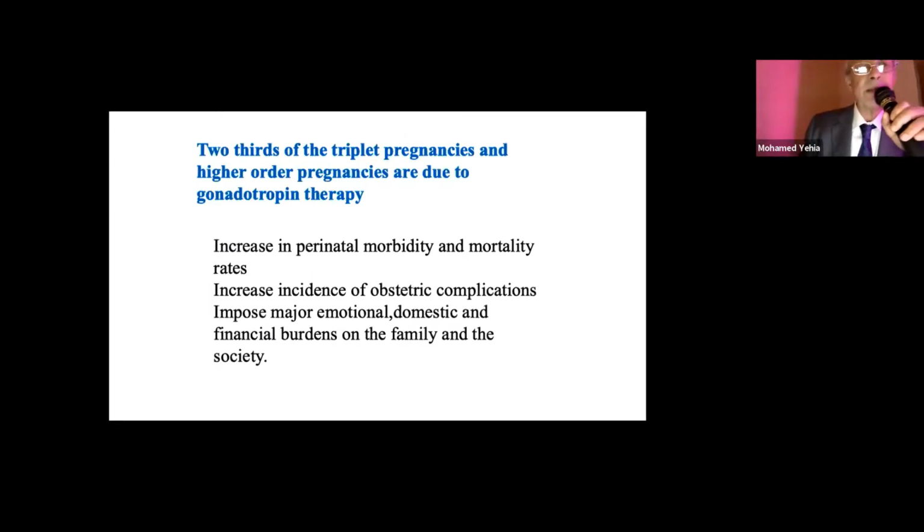We have to remember that two-thirds of triplet or high order pregnancies are due to gonadotropin therapy. And obviously, we all know that this is going to increase the perinatal mortality rate, the incidence of obstetric complications, and the major emotional, domestic, and financial burden on the family. There is no point of inducing ovulation to have a patient pregnant with 4 babies and aborting at 20 weeks.